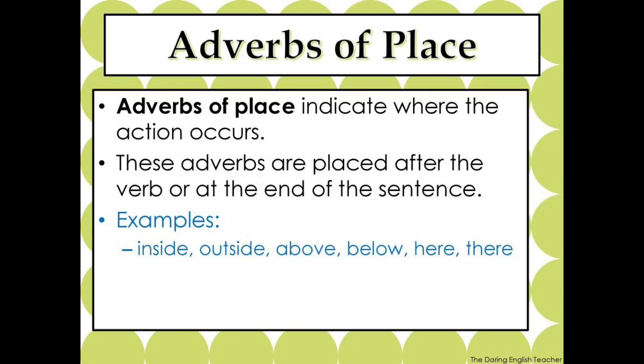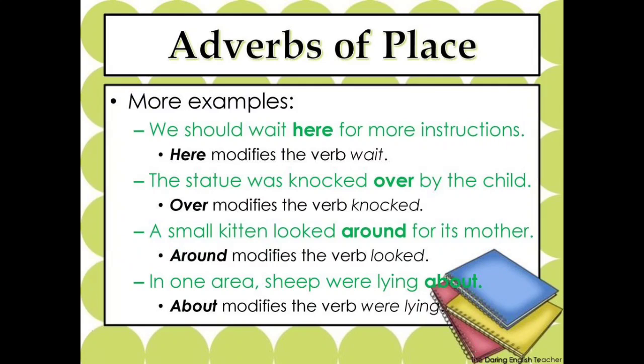Let's move on to the next type of adverb, that is adverb of place. Let's see the examples for adverb of place. First one, we should wait here for more instruction. Here is the word that modifies the verb wait. So here is the adverb of place. Then the second sentence is, the statue was knocked over by the child. So the word over modifies the verb knocked.